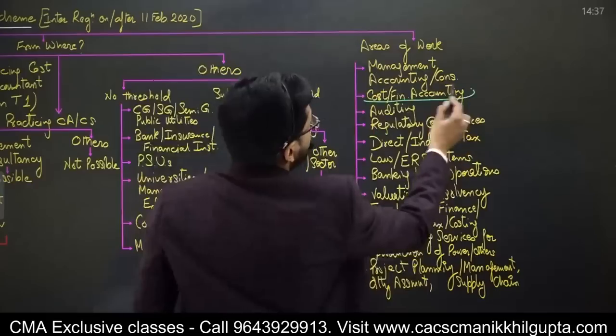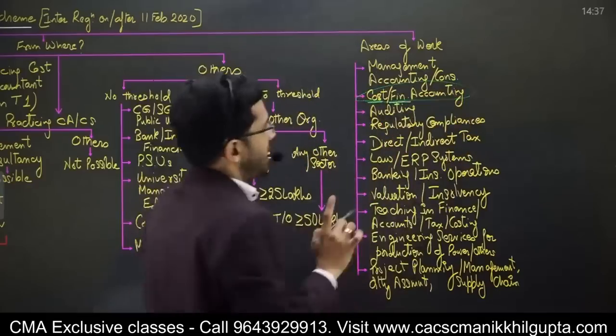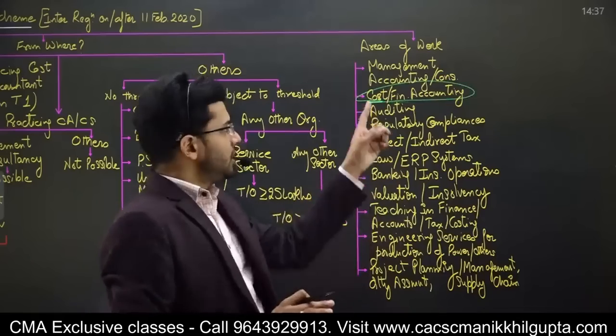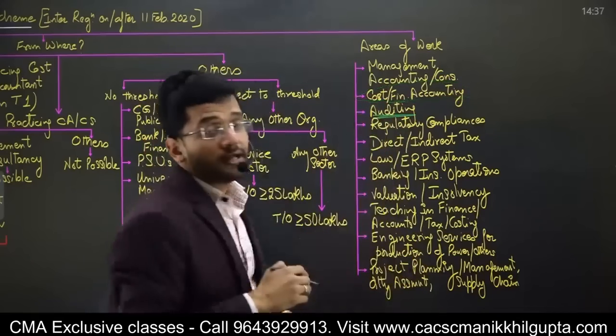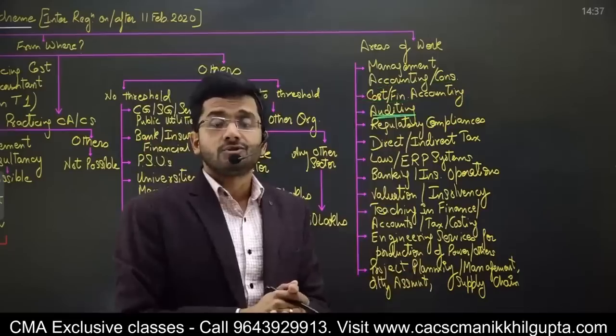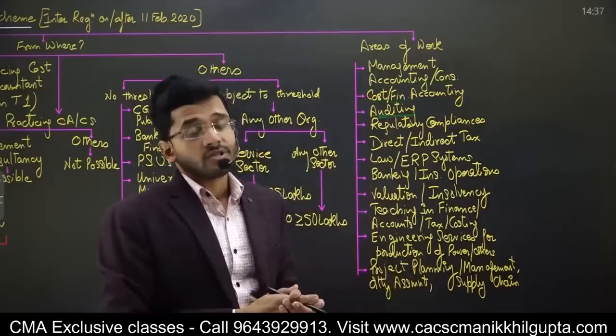Cost and financial accounting, either cost accounting or financial accounting. Okay, you can write books of accounts. You can also maintain cost sheets of that particular organization. Auditing, yes, a very important area, guys. You audit financial statements or you audit cost statements of that particular organization.